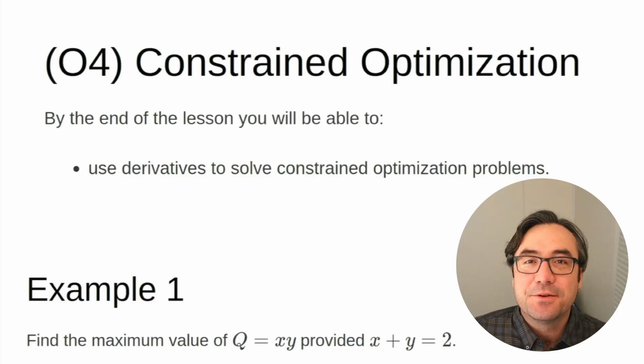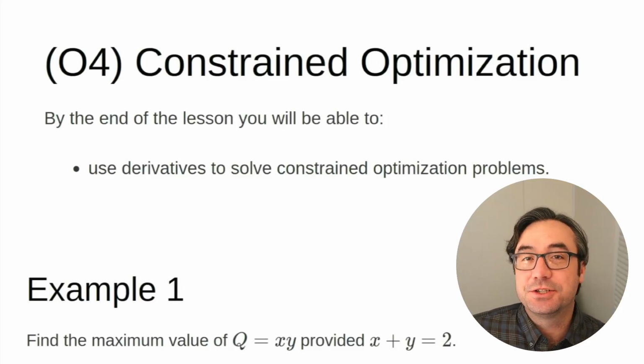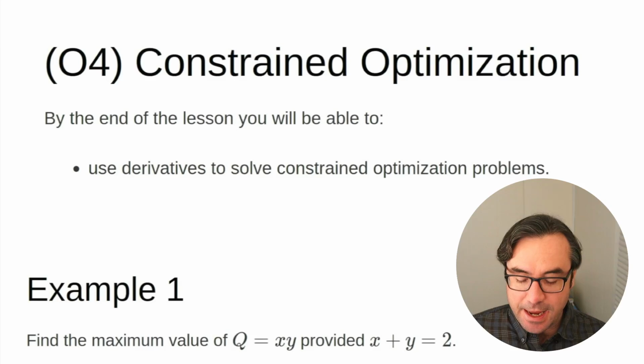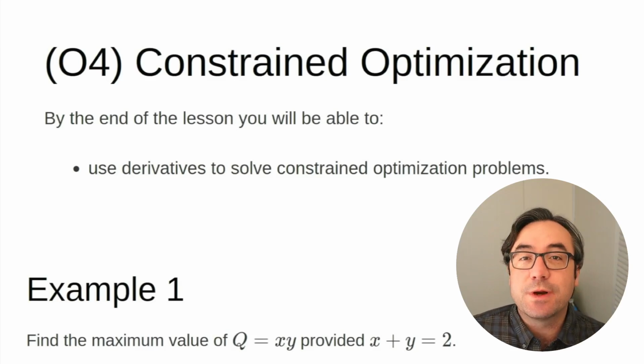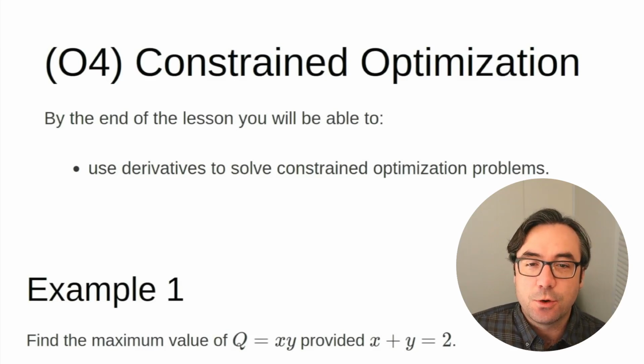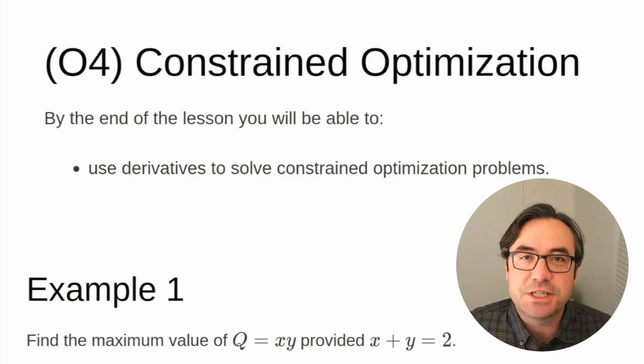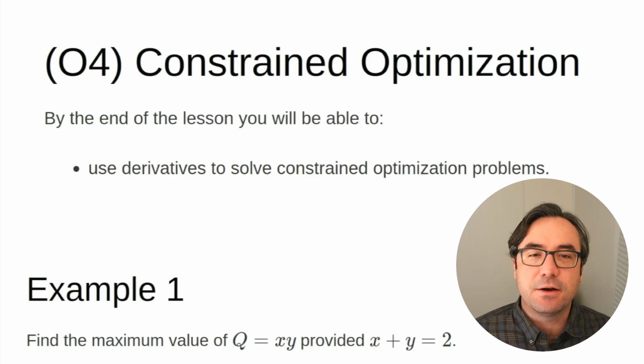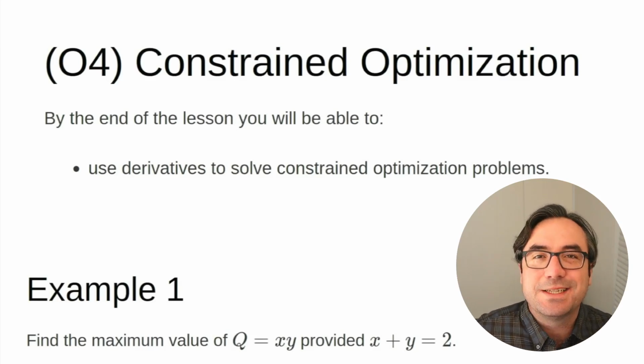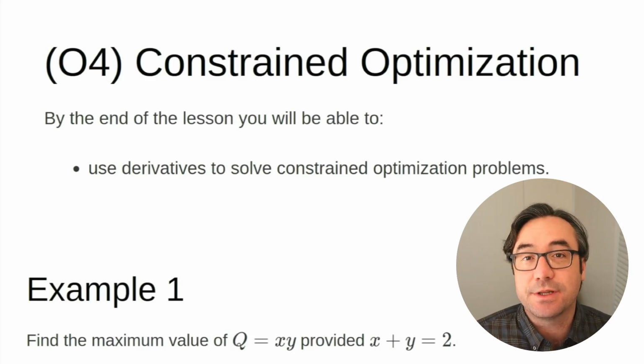Welcome everyone. For today's prep, we're going to start to look at constrained optimization. So we're going to see what this special type of problem is, and we're going to see how we can use derivatives to help us solve these. We're going to look at just this first example here. This gives us an idea of the overall strategy we're going to be using and what exactly these types of problems actually are.